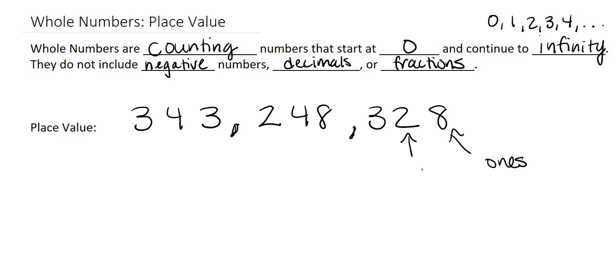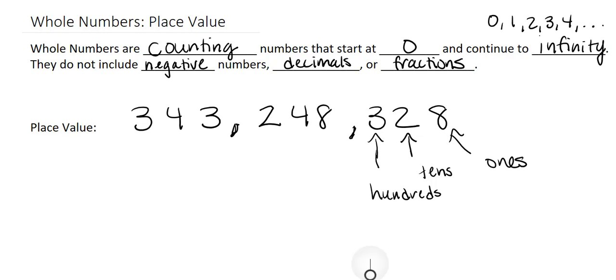The next one is our tens. Then we have hundreds. So that 3 is in the hundreds place, so we have like 300. Thus far we have 3 hundreds, 2 tens, and 8 ones.